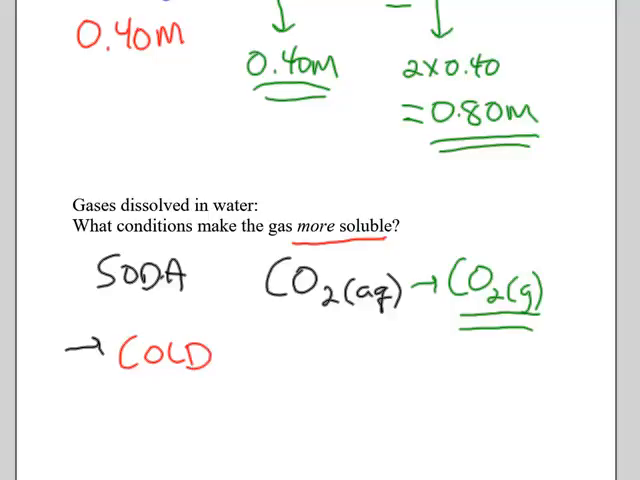And the other variable that we can control is the pressure. If you open the can of soda, you lower the pressure and you start seeing the dissolved carbon dioxide coming out of the solution. So to make it more soluble, we want the temperature to be low and we want the pressure to be high. High pressure means we have more dissolved gas.